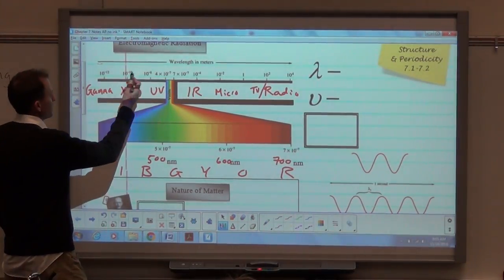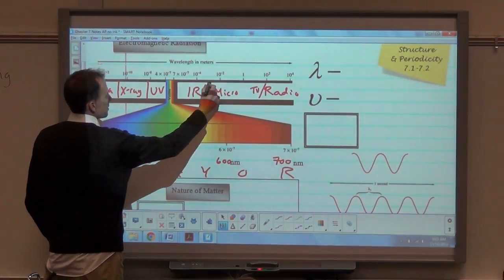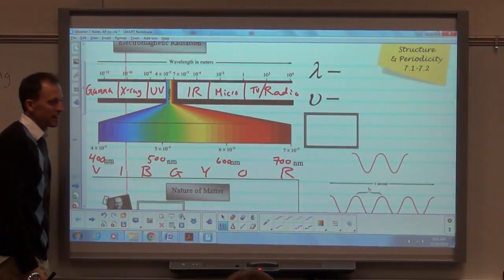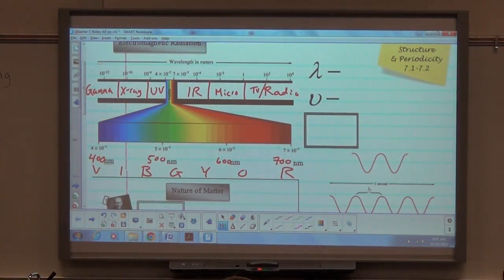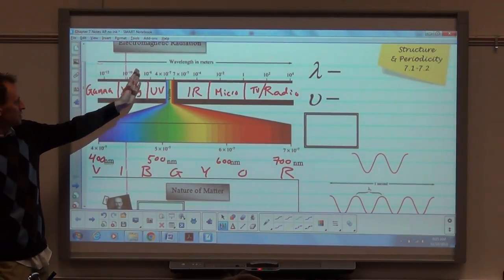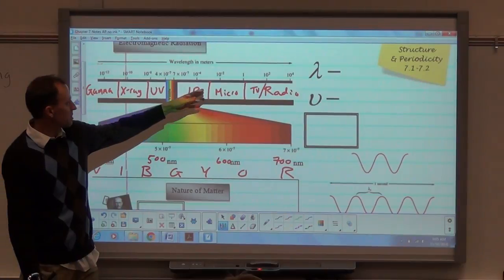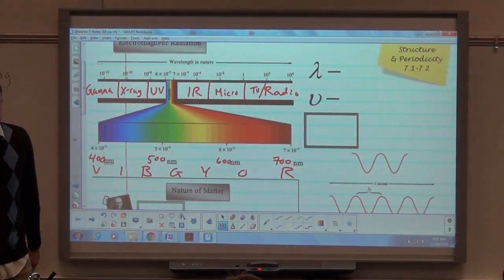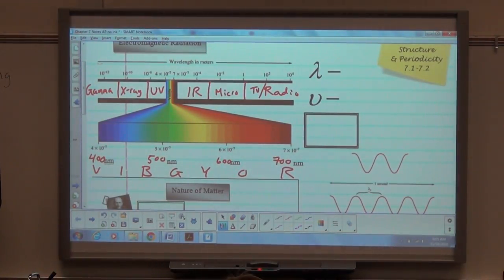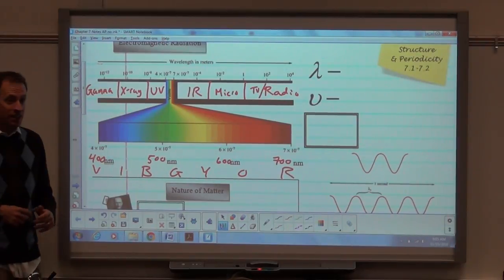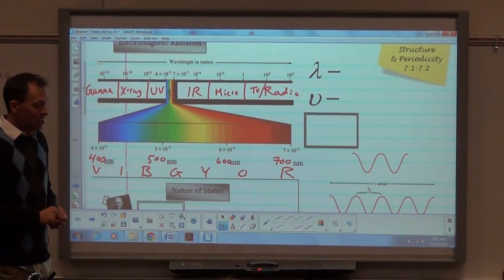It's not a big deal, but these do have barriers. They're not exact. If you're wondering where that is exactly, I know that negative 12 is gamma, negative 10 is X-ray, around negative 8 is UV, around negative 4, around negative 2. I'm not expecting that you know that. Can you read a spectrum and interpret it?